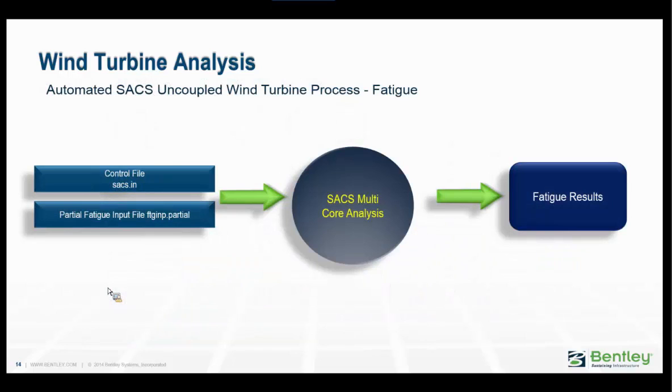The way this process works in SACS is that we've simplified it to minimize any user errors creeping into this process, because you're dealing with thousands and thousands of simulations. And basically, to run fatigue analysis, you would be supplying 2 files. First is a control file, and secondly, a partial fatigue input file.